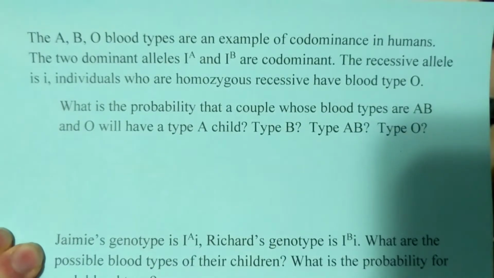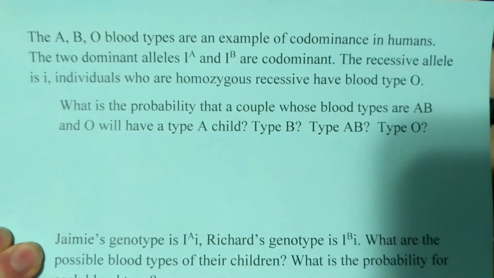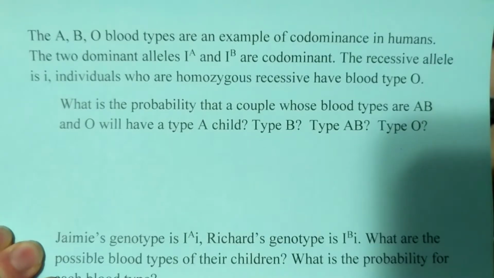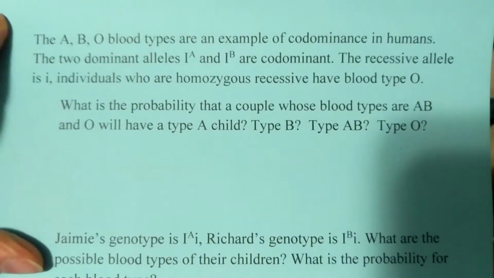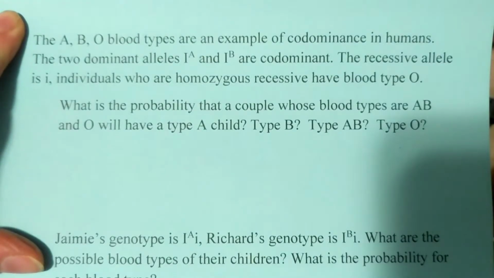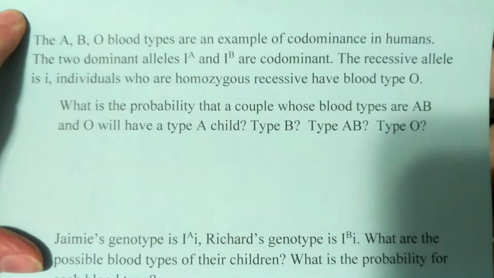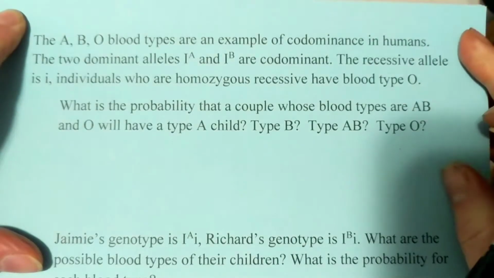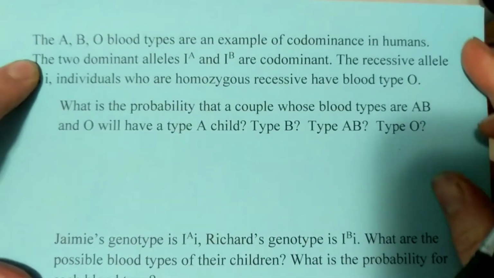Okay, our next set of questions deal with the ABO blood types. And the ABO blood types, if you watch the other videos, are an example of codominance. There are two dominant alleles, capital IA and capital IB. They're codominant. The recessive allele is lowercase i. Individuals who are homozygous recessive have blood type O.